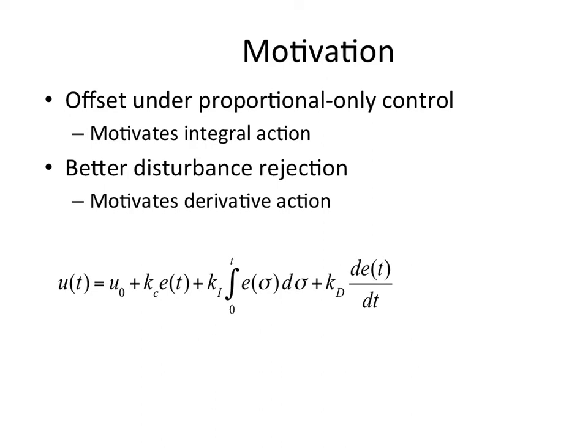In the equation below, you see that the controller output, which is the manipulated input u as a function of time, is equal to several different terms, including the bias term, u naught, a proportional gain term, Kc, which multiplies the error, a term involving the integral gain, which multiplies the integral of the error with respect to time, and then finally a derivative gain term, which multiplies the derivative of the error with respect to time.